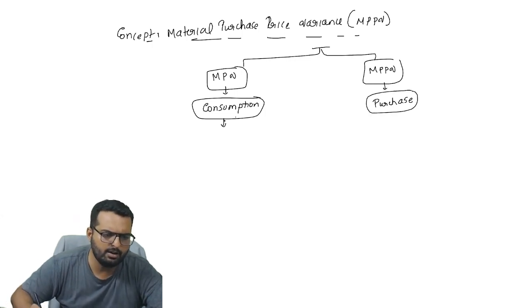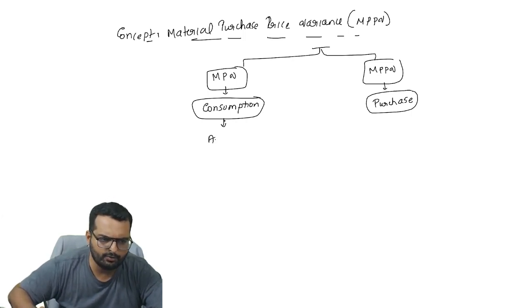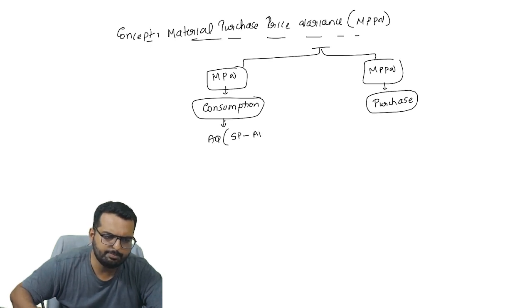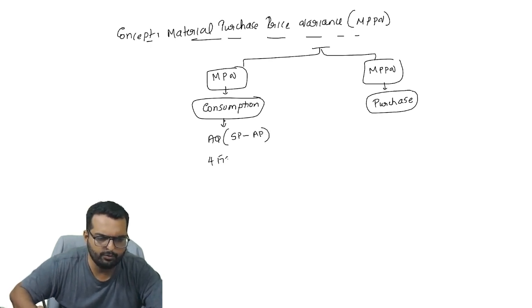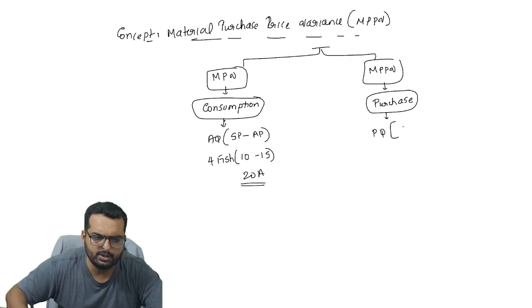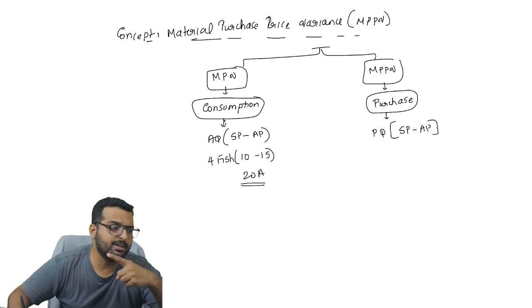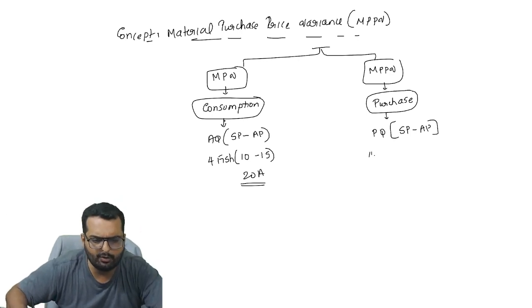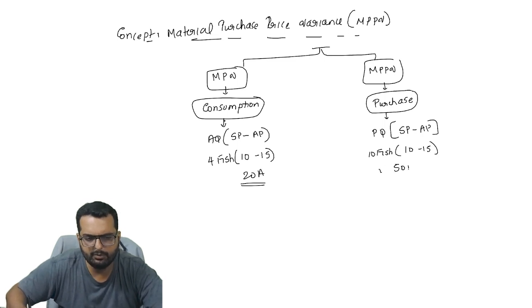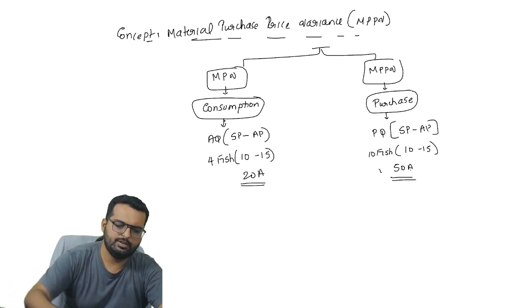So for example, earlier, I think the formula here was 3 minus 2, right? So that will be AQ into SP minus AQ into AP. So the formula is AQ into (SP minus AP). We got 4 fish into (10 minus 15), 20 adverse. Here it will be purchase quantity PQ into (SP minus AP). He must have purchased 10 fishes but consumed only 4 fish. So the formula here will be 10 fish into (10 minus 15). That will give you the answer as 50 adverse. Write down, friends.